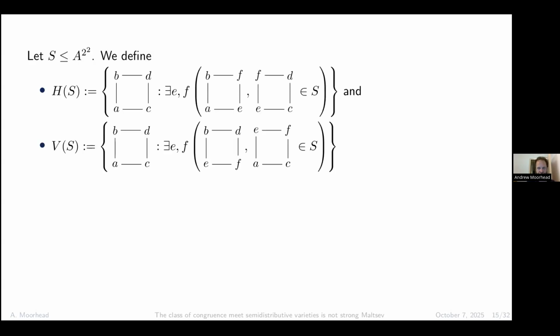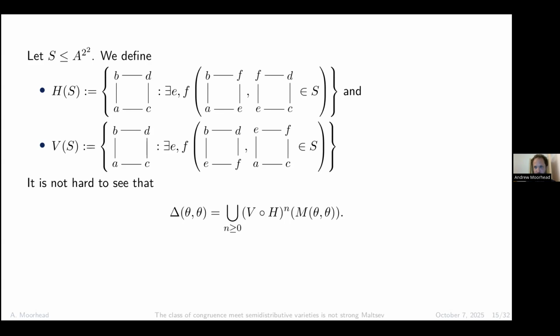Okay, so just a little more notation. If I take some two-dimensional relation, if I put an H in front of it, then I'm just taking its horizontal relational product. So that's given by this set here. And I can also talk about the vertical relational product. So this isn't the same thing as the transitive closure. This is just a single relational product, just gluing two matrices together.